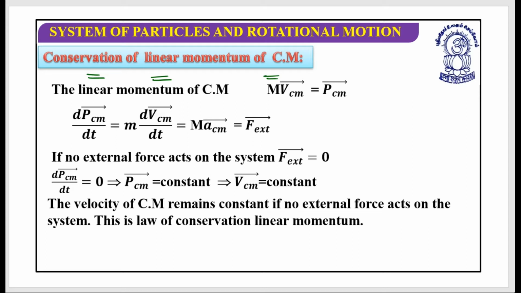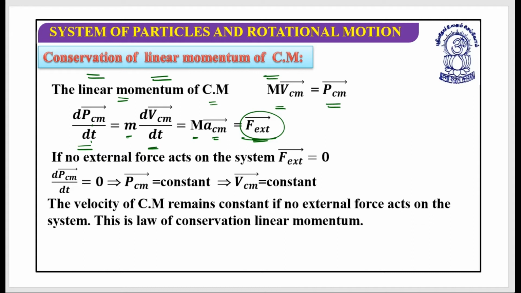First, what is the linear momentum of center of mass? We derived it in the previous class: P equals m into V. Now we talk about it with reference to the center of mass. So PCM, the momentum of center of mass, equals m into VCM. If I differentiate this with respect to time, d by dt of PCM equals m into d by dt of VCM. This dP by dt we call F external, which equals mass into acceleration of center of mass.